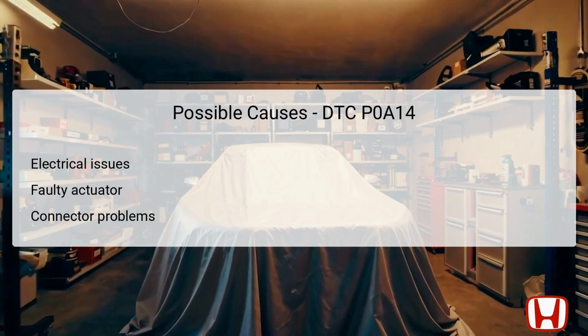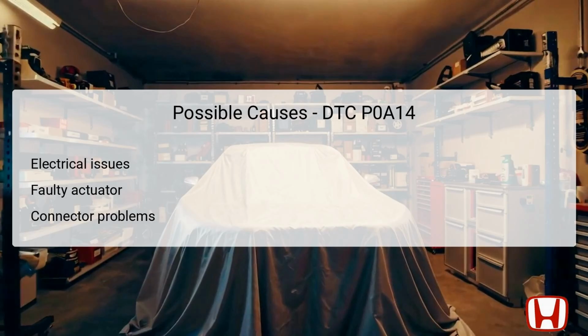Several factors could lead to the DTC P0A14. Electrical issues could arise from faulty wiring or connections that compromise the actuator's performance. This could include frayed wires, corrosion, or loose connections. A faulty actuator itself can also cause this trouble code, which may occur due to mechanical failure or excessive wear over time. Furthermore, problems with the connectors, such as dirt accumulation or loose terminals, may disrupt the signal and power flow necessary for proper operation.